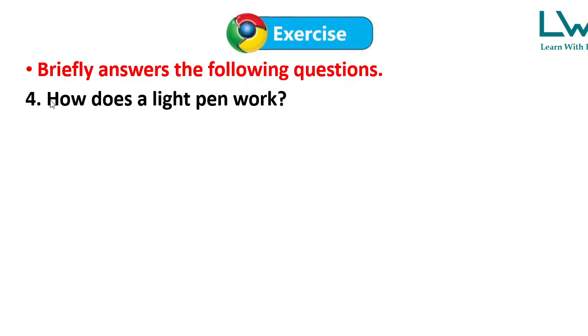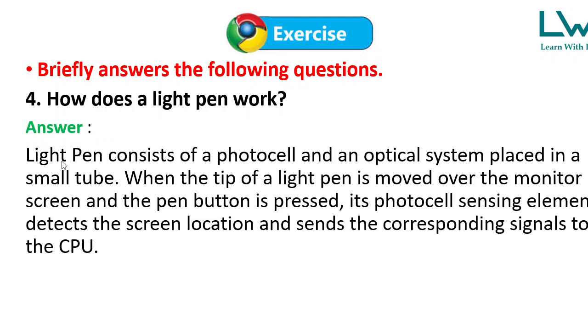Question number 4, how does the light pen work? Answer is light pen consists of a photocell and an optical system placed in a small tube. When the tip of a light pen is moved over the monitor screen and the pen button is pressed, its photocell sensing element detects the screen location and sends the corresponding signals to the CPU.